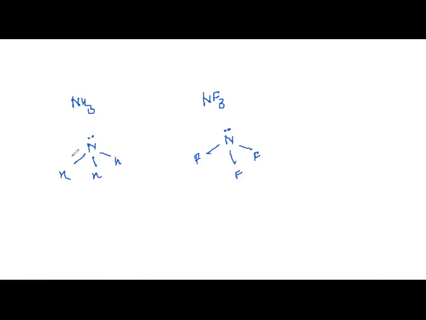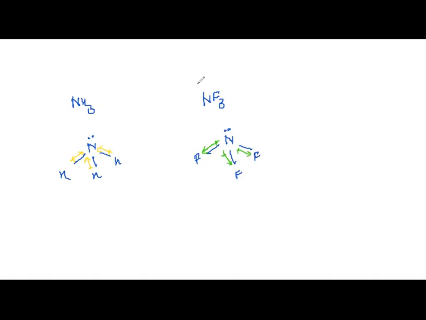Here nitrogen is more electronegative, therefore I will show the dipole moment with the arrow pointing towards nitrogen and a positive charge towards hydrogen. What about NF3? Fluorine is more electronegative, so I will show the arrow pointing towards fluorine, with a positive charge towards nitrogen.